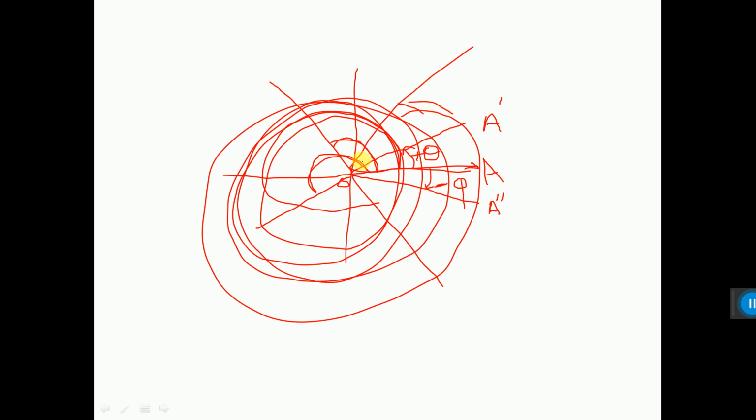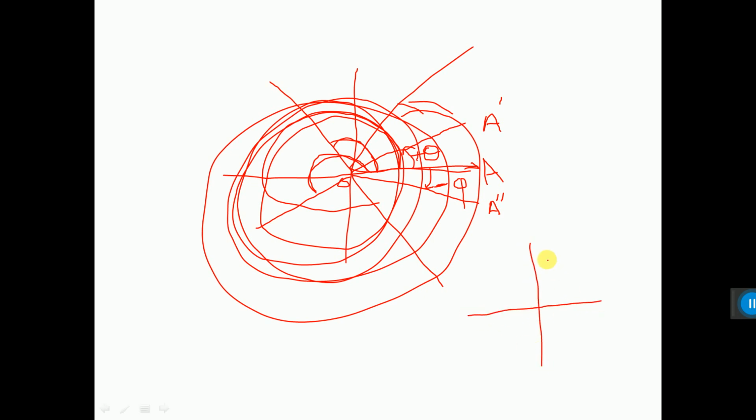So for all these angles, we will calculate the trigonometric ratio values: sine, cos, tan, cot, sec, cosec. Let's say sine 900 degree, cos 900 degree. All these we will calculate in this class.